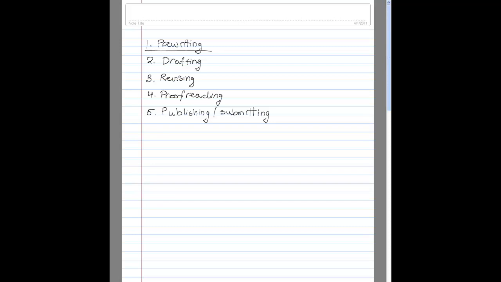So today I'm going to show you how to get started on essay writing. There are five stages of writing: pre-writing, drafting, revising, proofreading, and publishing or submitting. Right now, however, let's just focus on the first stage, which is pre-writing. The main goal of this stage is to just get your ideas organized.